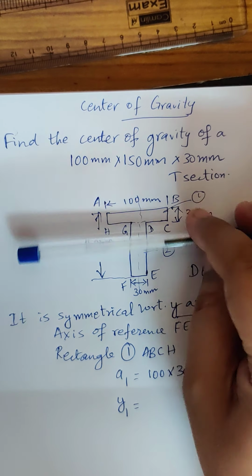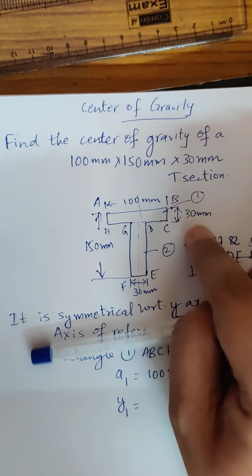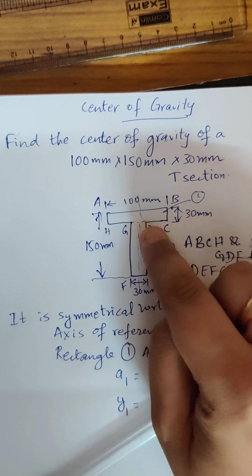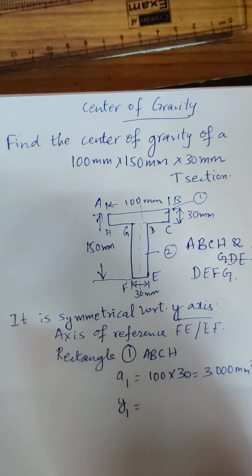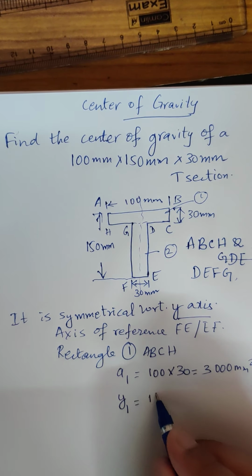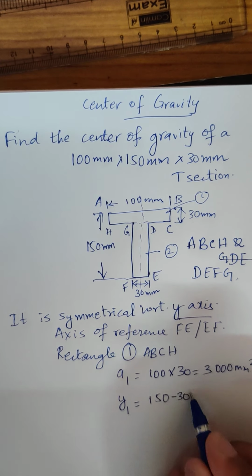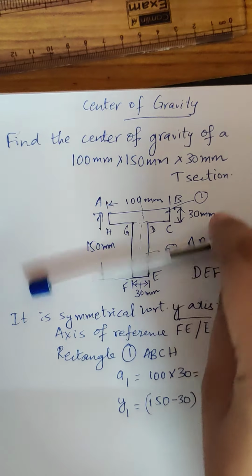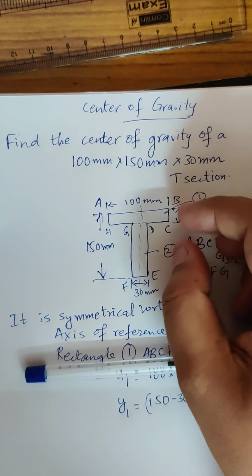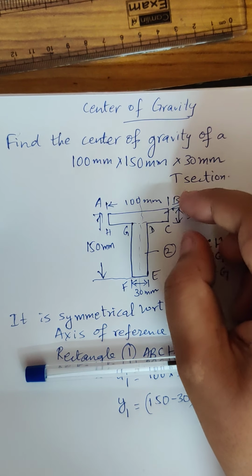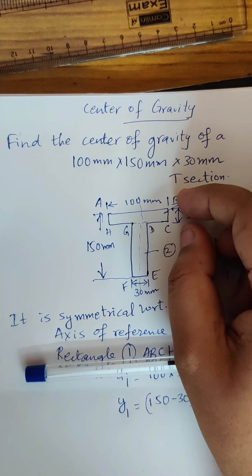This height we have to find first. We are concentrating on the first rectangle. So this height will be 150 minus 30, which is 120. So y1 will be 150 minus 30. Then again this particular distance is 30. So half of that, the center of gravity will be lying at half of that.